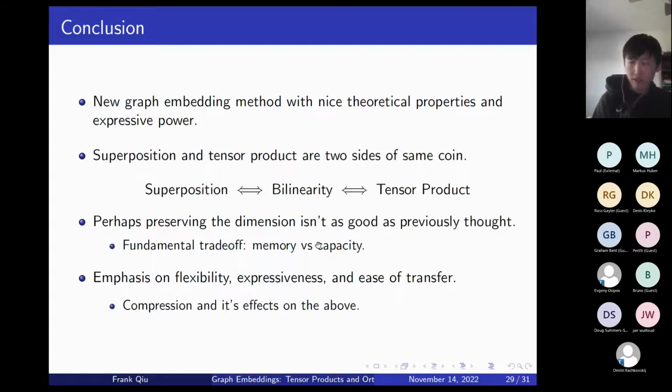And along this vein, maybe when considering these binding operations, there should also be a consideration toward flexibility, expressiveness, and ease of transfer. We saw that for the Hadamard code, compressing the tensor product to the Hadamard code had some adverse effects on being able to represent directed edges versus edge composition. So just 4 key takeaways from this talk.